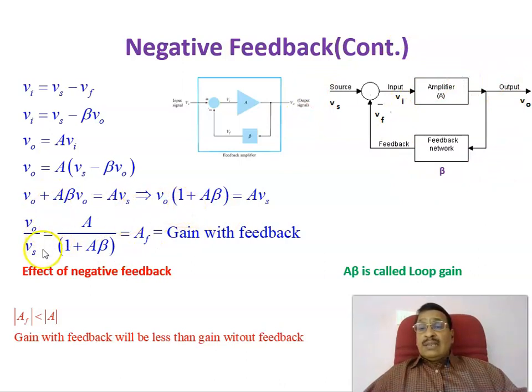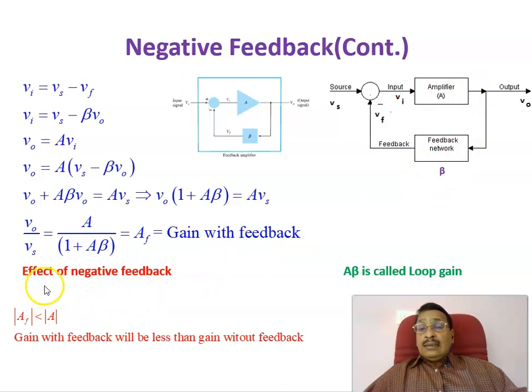From this equation, V0 by Vs is given by A divided by 1 plus A beta. Therefore, the gain is given by A divided by 1 plus A beta. That is the gain with feedback, represented as AF. AF is equal to A divided by 1 plus A beta. Because of this A beta, the gain is reducing, because 1 plus A beta will be more than 1. So the feedback gain AF will always be less than A in the case of negative feedback.